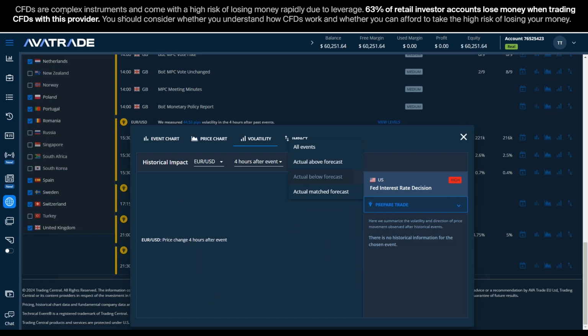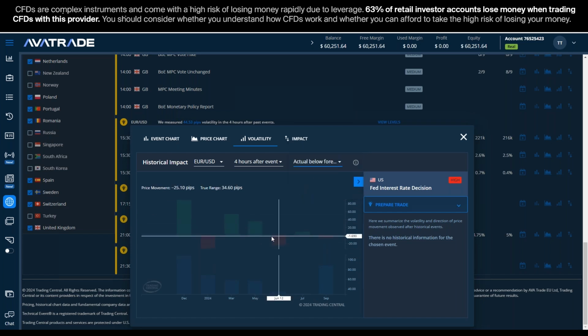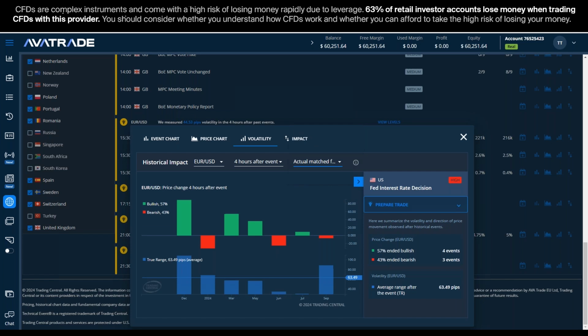If it was below forecast, again, we don't have much data on that, but probably the USD would weaken if they lowered it 0.5% instead of 0.25%. If it comes in matching the forecast, again, it's like 50-50. 3 down, 4 up. It's as close to 50-50 as you can get with 7 data points. We do see that the upward movements were a bit stronger than the downward movements.